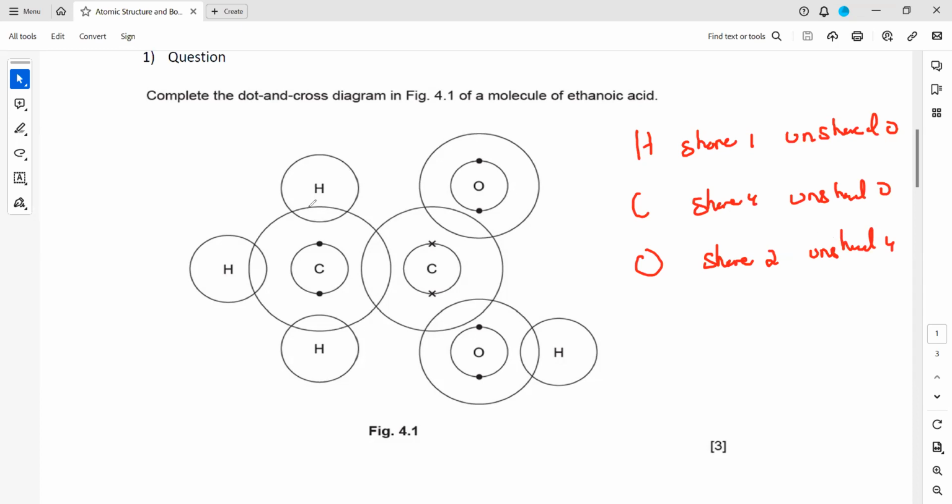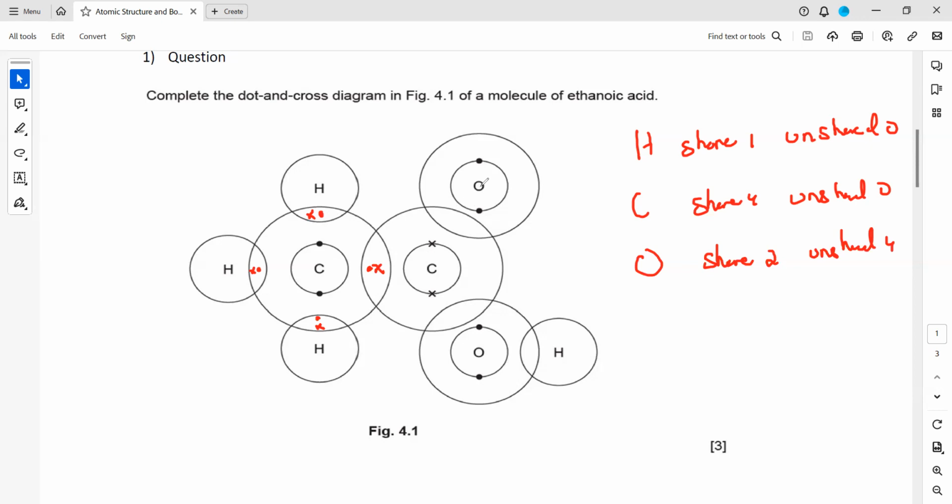So as we know, if hydrogen shares 1, carbon will share 1 from that side, because the sharing number should be the same. This hydrogen shares 1, carbon shares 1. Hydrogen shares 1, carbon shares 1. So the total number of electrons the carbon has shared is 3 now, but it should share 4. So if this carbon shares 1, the other carbon will share 1 from that side.